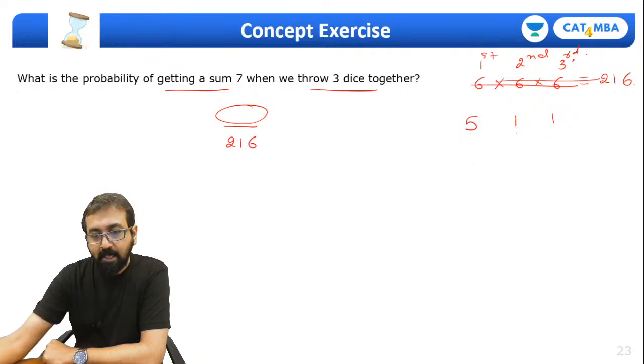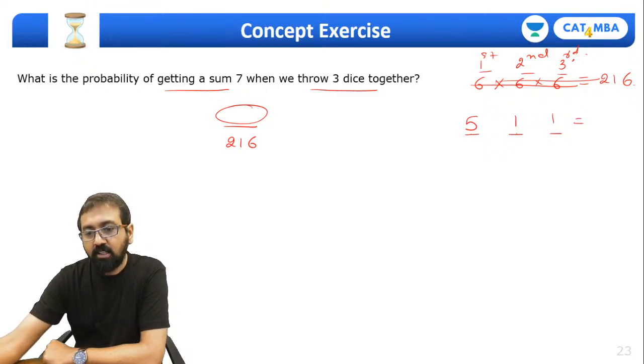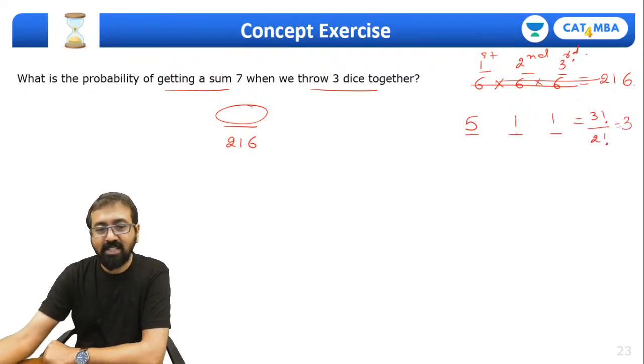Please understand, these 3 numbers can be arranged on these 3 positions in 3 factorial by 2 factorial ways. So this will come out to be 3 ways. These are 3 numbers, out of which 2 are the same, so it will come out to be 3 ways. So this is one way of getting a total of 7. Now we'll have to take numbers lesser than this.